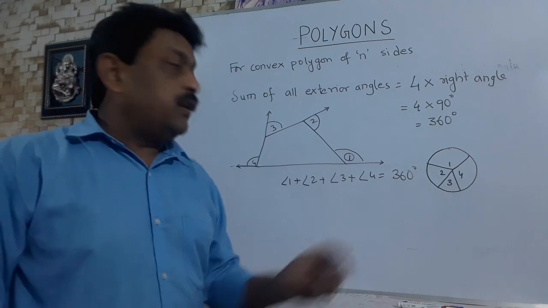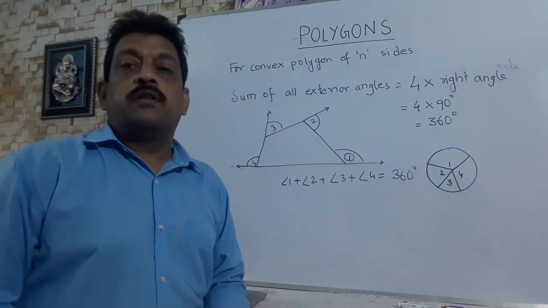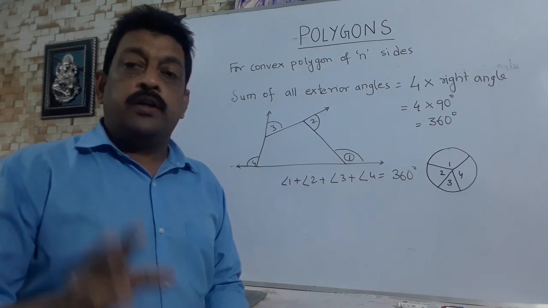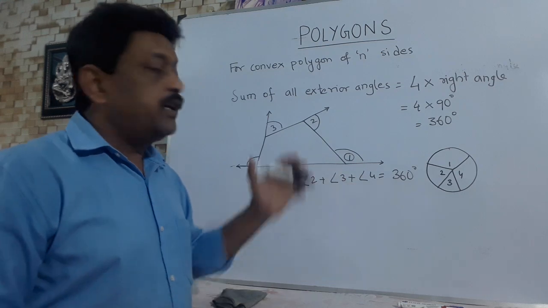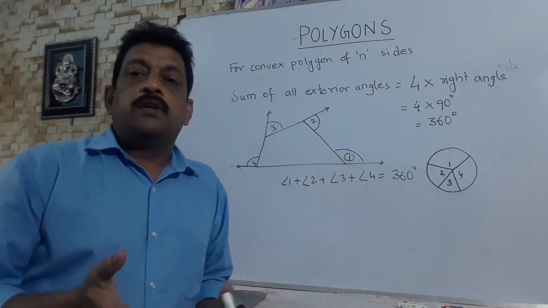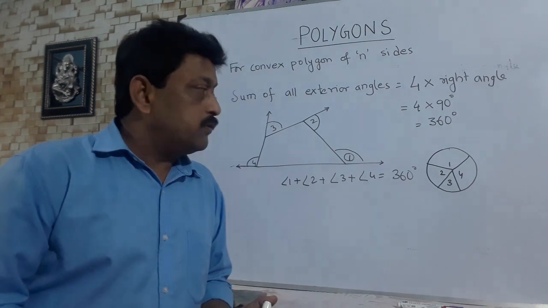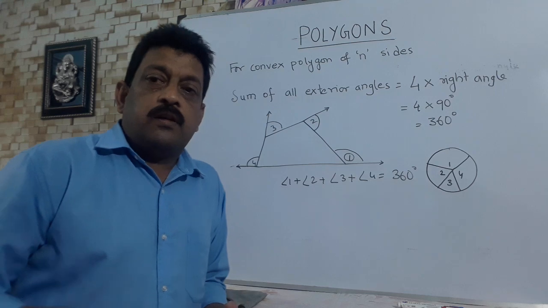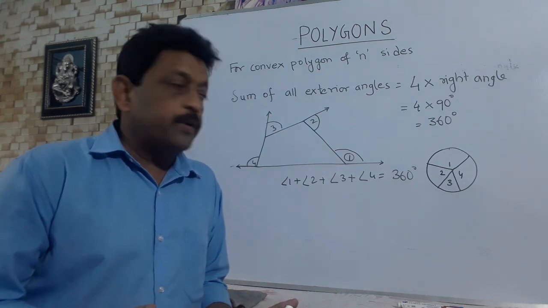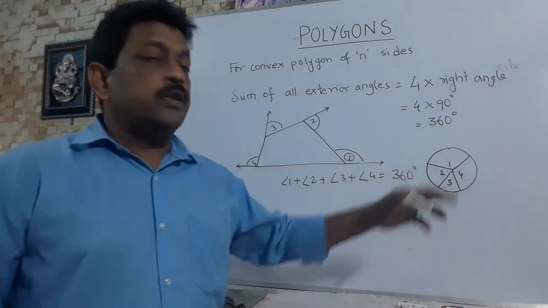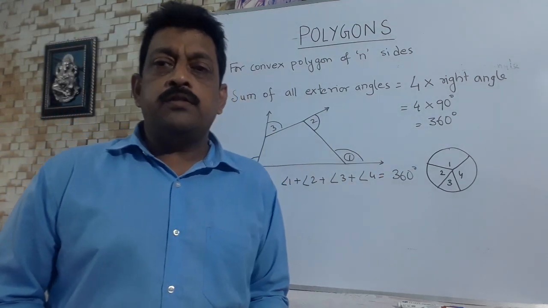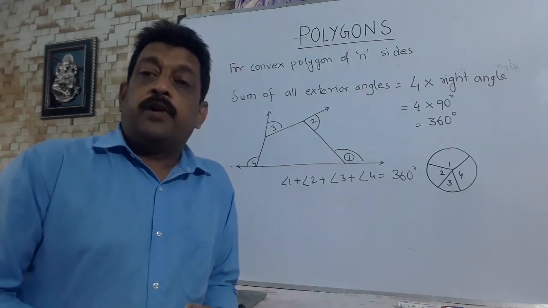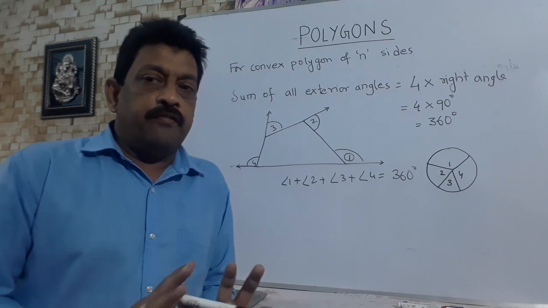If they are joined together, they will form a complete circle, which means the sum of all exterior angles is 360 degrees. Understood? You can try this at home by drawing any quadrilateral, triangle or pentagon. It need not be regular. You can draw an irregular one also, trace out the angles on tracing paper, cut the angles and then join them. You can use colored paper also. After cutting, if you join them, you will get a complete circle. It means the sum of all exterior angles of a polygon is 360 degrees, verified.